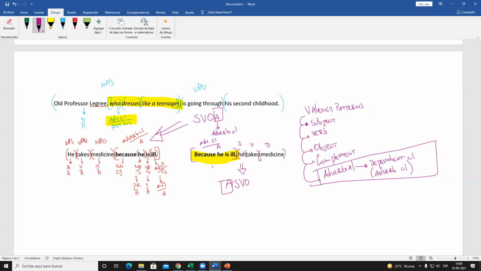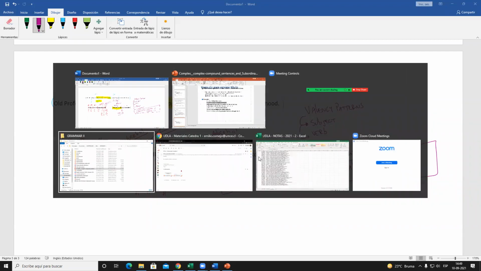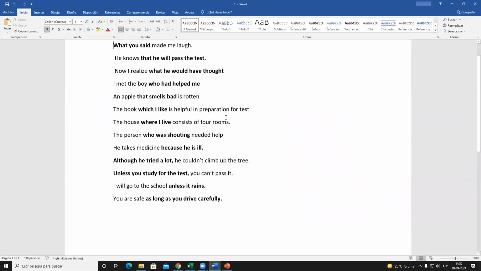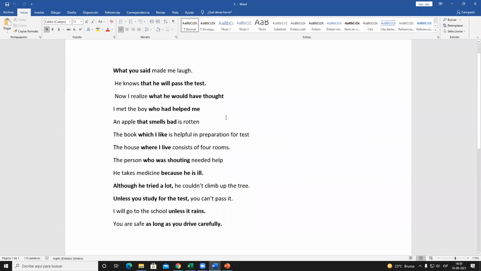Ya. Les voy a mandar esto entonces, ya que están ágiles y rápidos. Todos esos los necesito analizados. De hecho, están marcados y todo, ¿ya? Son exactamente los mismos del PPT. Son las 14:50. Les voy a dar 30 minutos para hacerlos todos. Así que 14:50, un break de 10 minutos. A las 15:30 nos volvemos a juntar, ¿vale? Solo envío de inmediato, nos vemos a las 15:30.